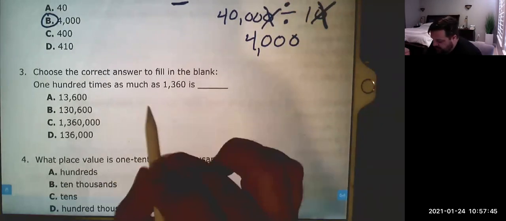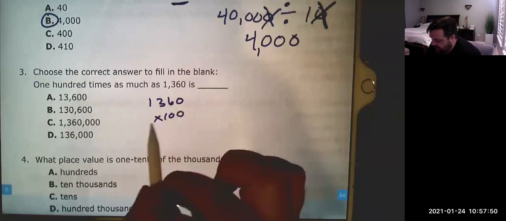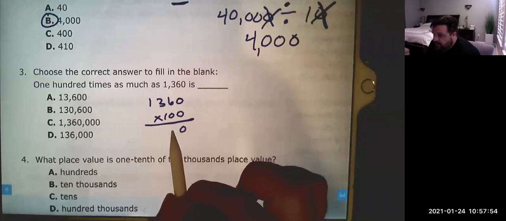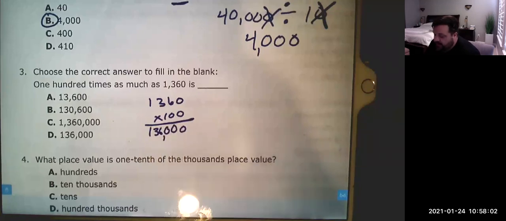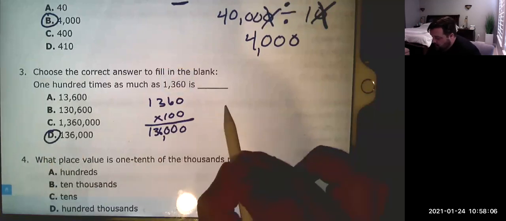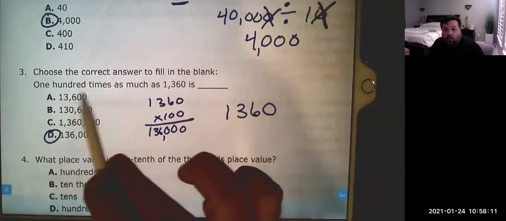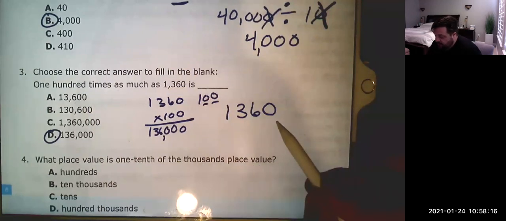Okay, two ways to do this. You can take your 1,360, multiply it by 100, and then put in your zeros. Put in the 1, 2, 3 zeros, and put down the 136, and get 136,000, which is D, and that's the answer. Or what is much easier to do is take out your 1,360 and 100 times. So here's 100. There's two zeros. And if you're multiplying it, you're making the number bigger. So you would go 1, 2.